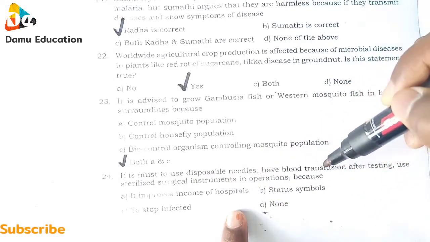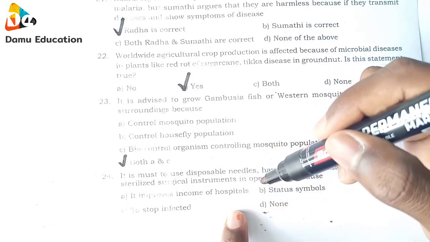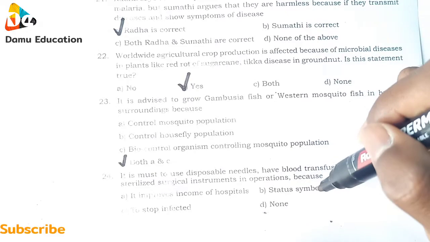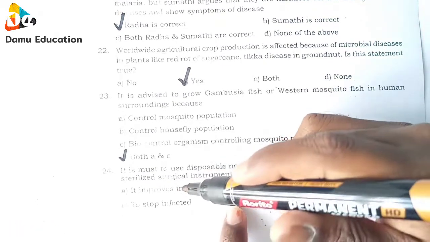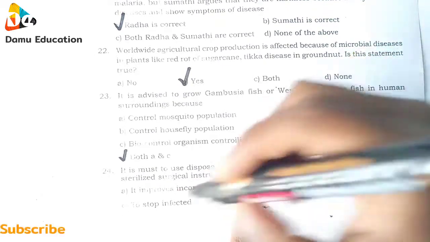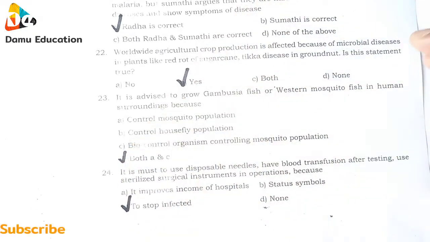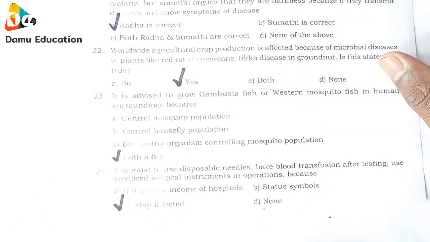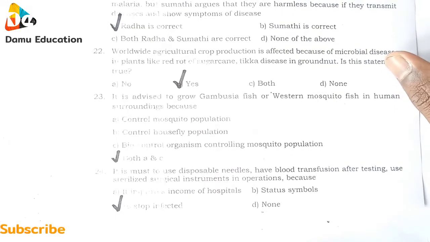instruments in operations because: it improves income of hospitals, no; status symbols, no; and to stop infection, yes. To stop infection from one person to another person when it is stored on the surgical instruments.